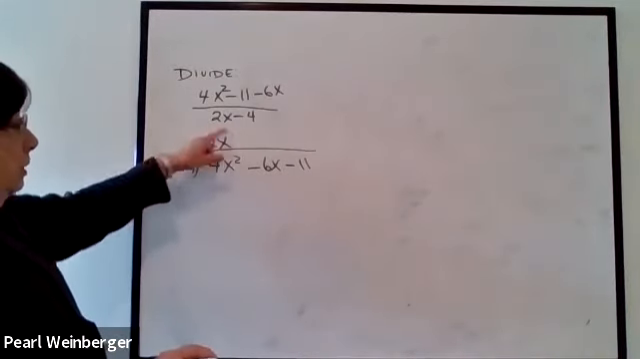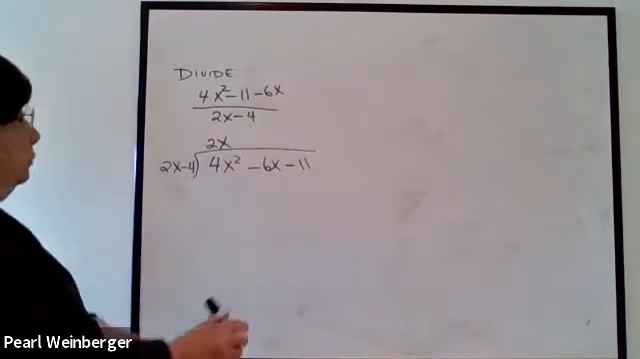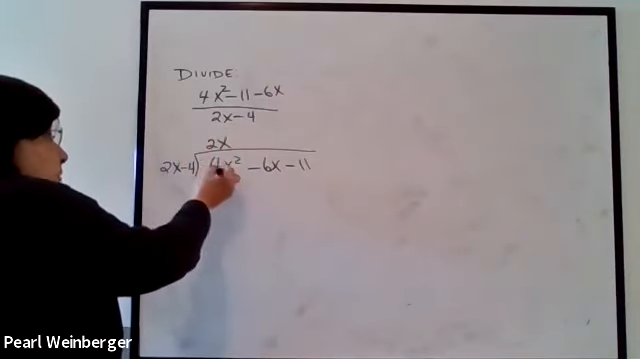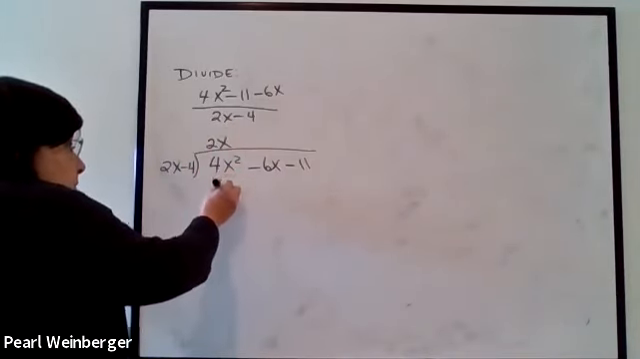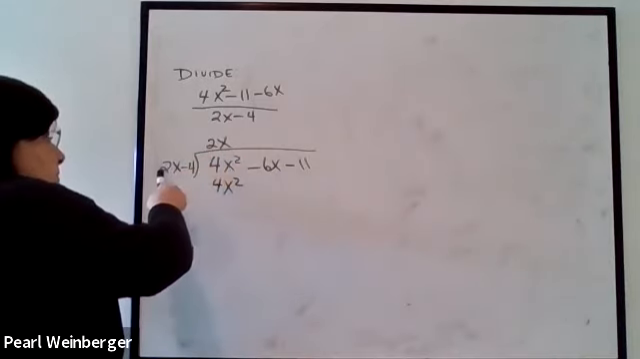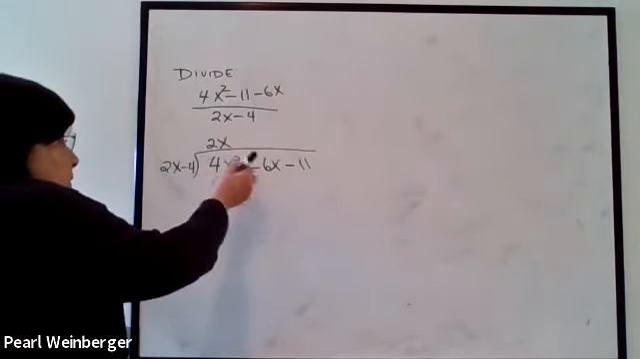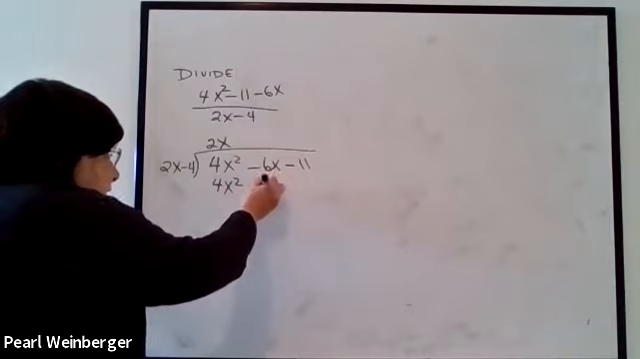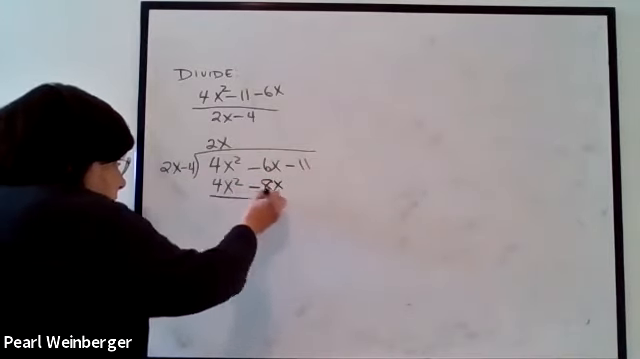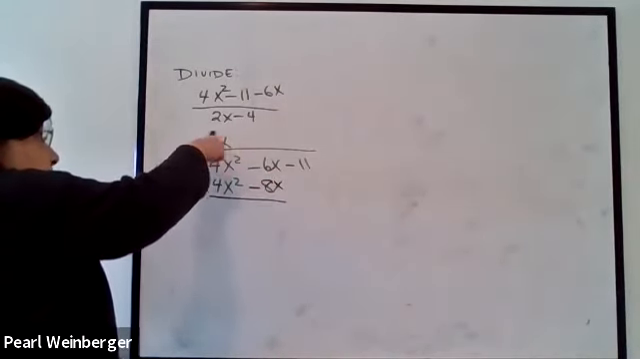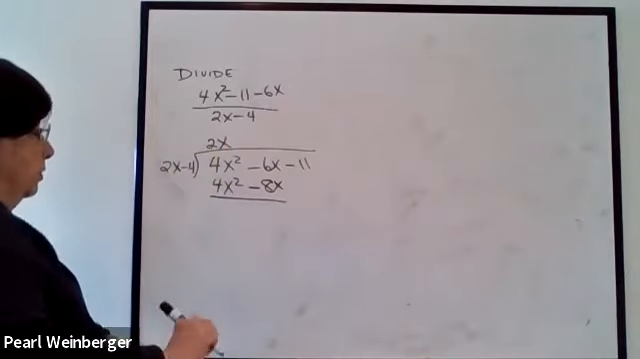Now we take the 2x and multiply by the 2x minus 4. So that gives me 2x times 2x is 4x squared. 2x times negative 4 is negative 8x. Okay, remember, whatever I put on top, I have to multiply by everything.